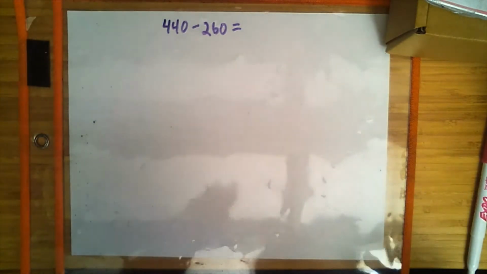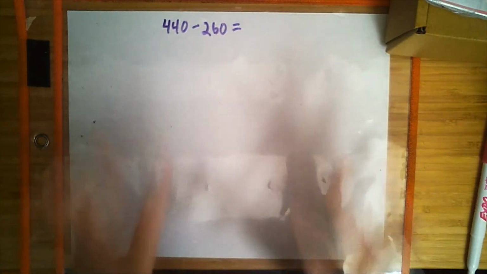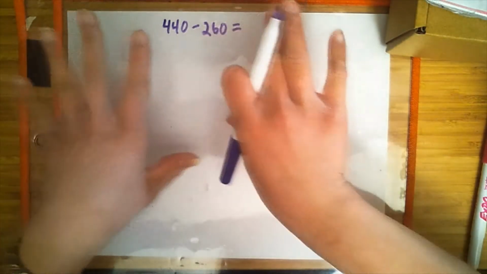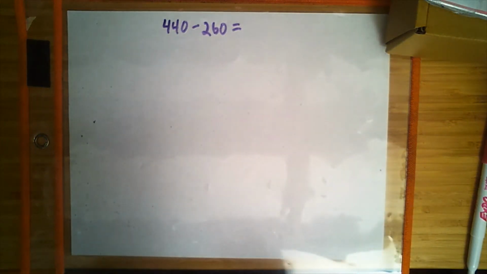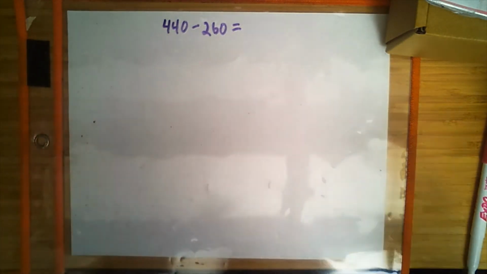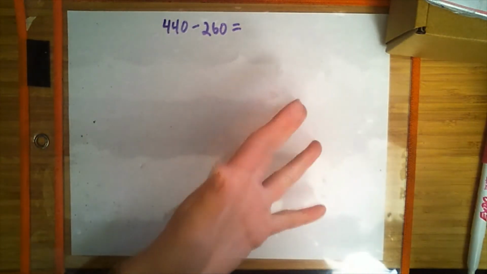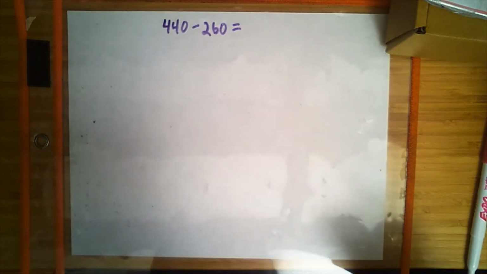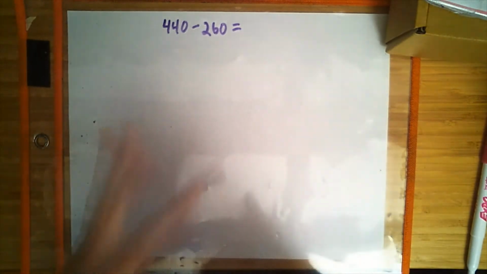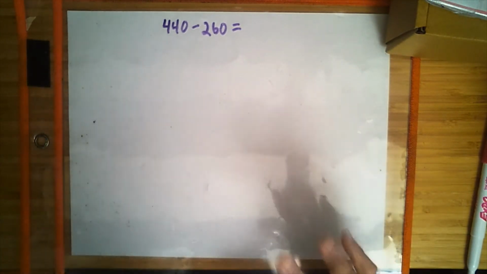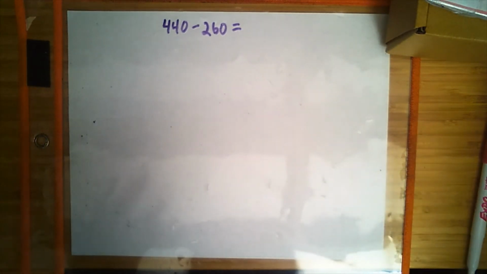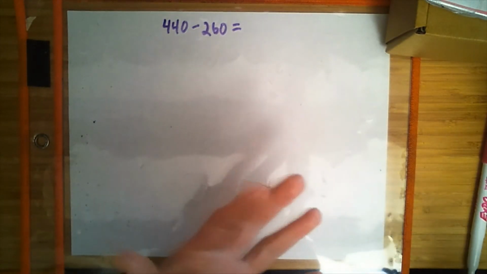All right, friends and families, let's finish up our last part of the teacher model, or our last number sentence for the teacher model. Our number sentence reads, or our equation reads 440 minus 260. And remember, with subtraction number sentences, we always begin with the whole. So even though we don't label it, we remember subtraction number sentences begin with the whole. Now, let's go ahead and solve this.